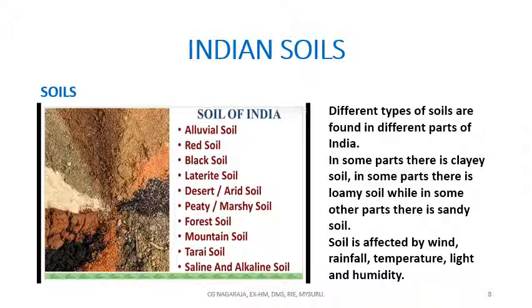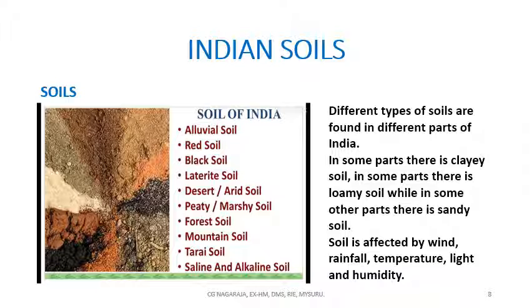This image shows you different types of soil present in our country. India has alluvial soil, red soil, black soil, laterite soil, desert or arid soil, peaty or marshy soil, forest soil, mountain soil, dry soil, saline and alkaline soil. So, alluvial soil is mostly from the riverbed. Saline soil is mostly from the sea and oceans. This is not suitable for cultivation of plants.